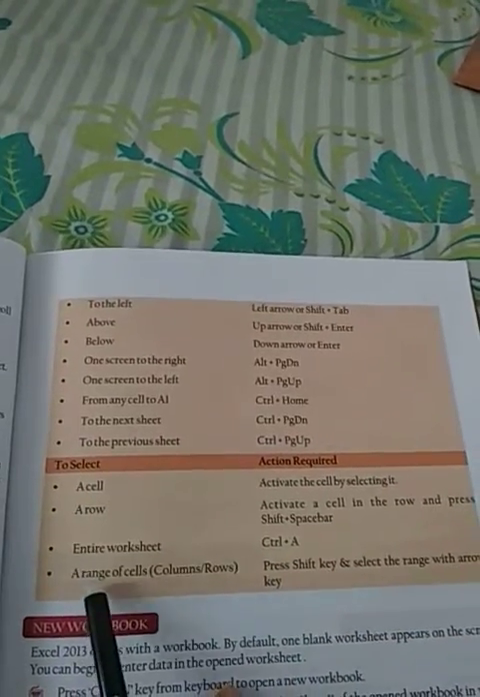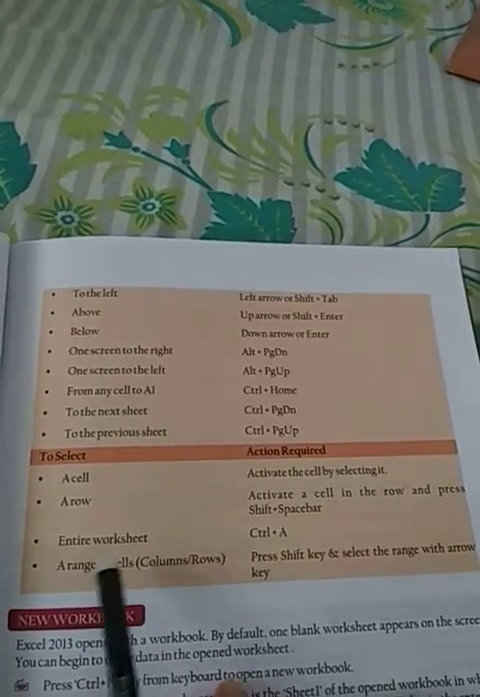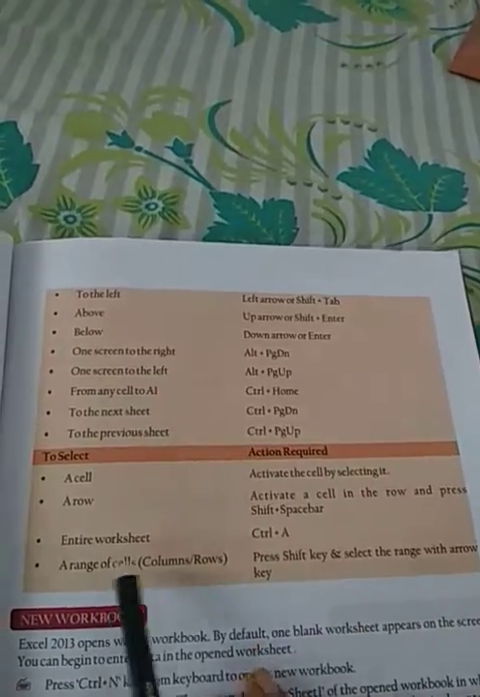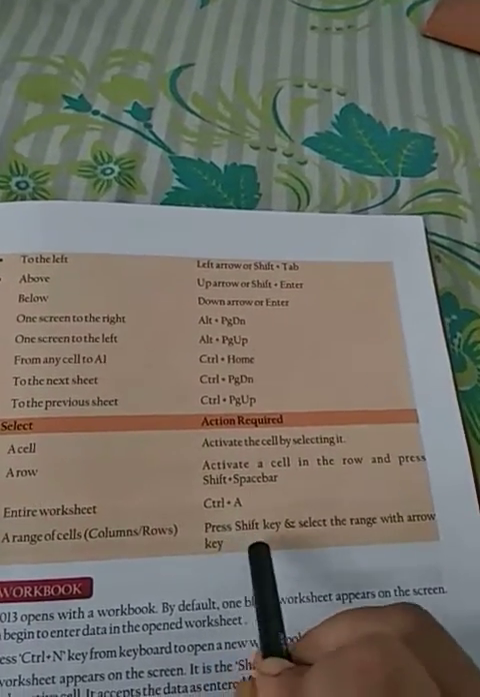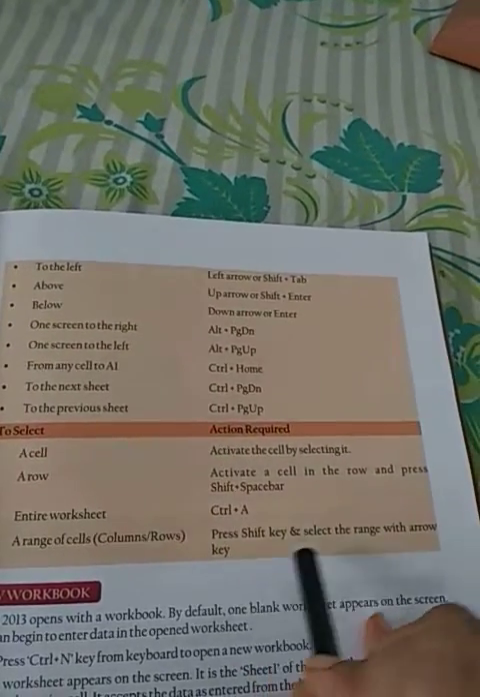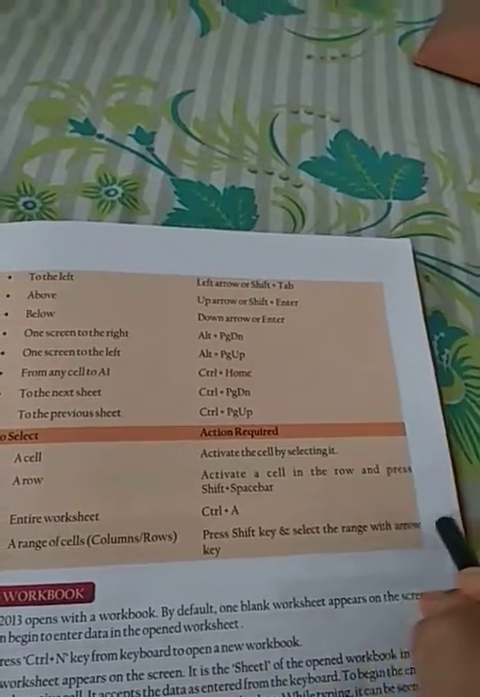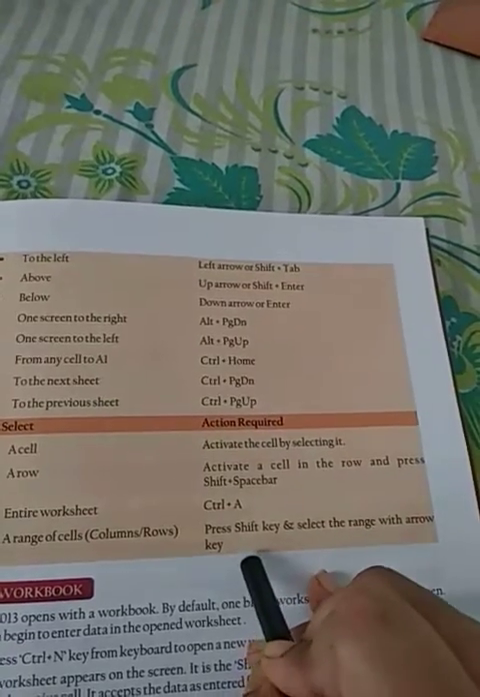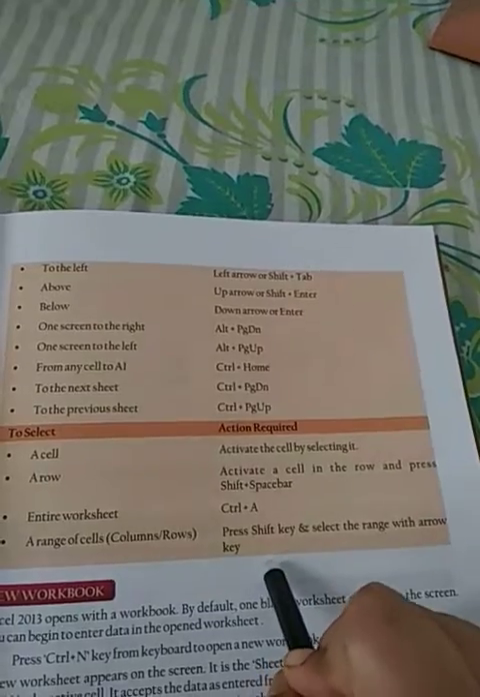Now the next one is a range of cells. If you have to select a range of cells, or a number of rows and columns, press the Shift key and select the range with the help of your arrow keys. All this I will send you in a tutorial. When you see it, you will find it very comfortable to understand.